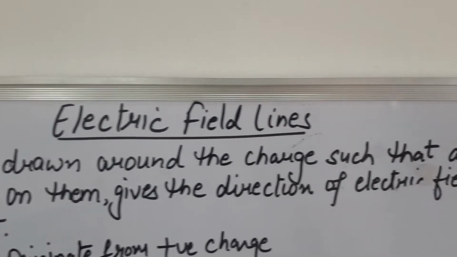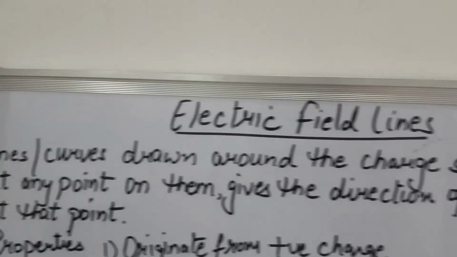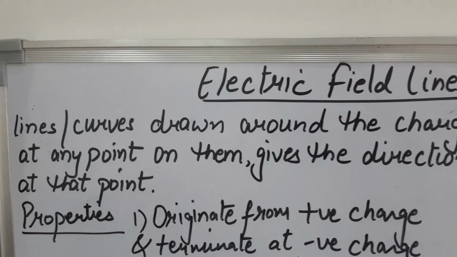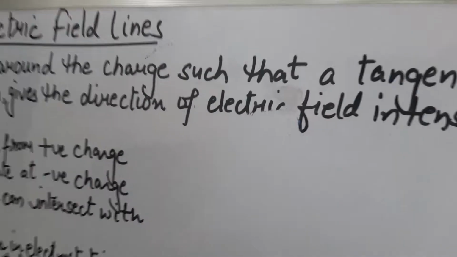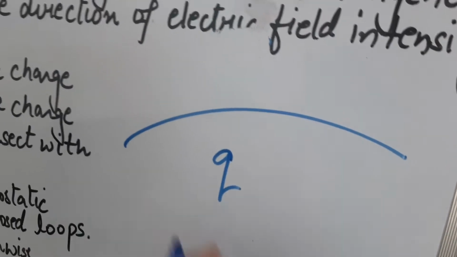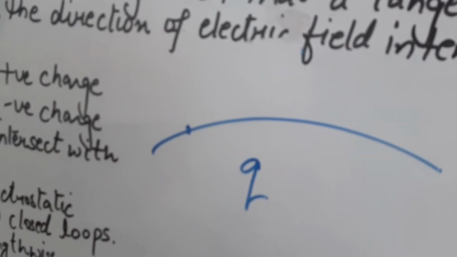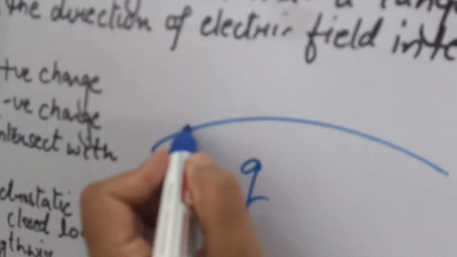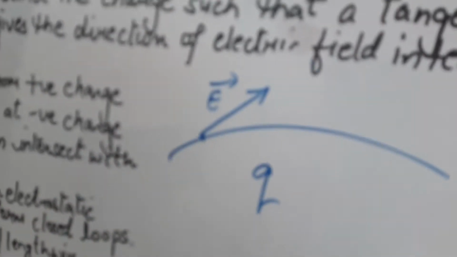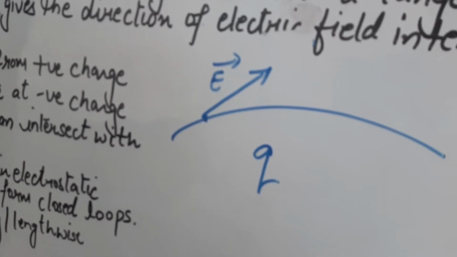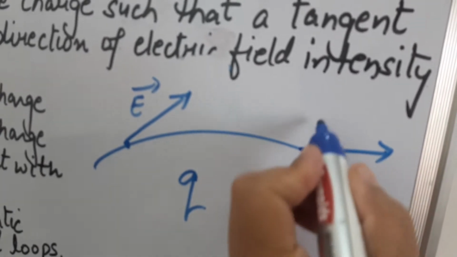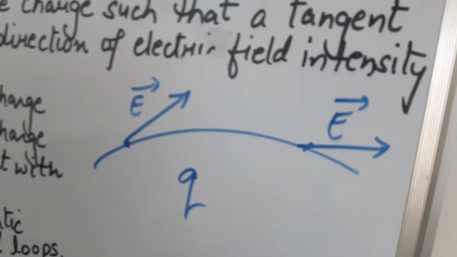If I have to go through the definition, these are the lines or curves drawn around the charge such that the tangent at any point on them gives the direction of electric field intensity at that point. Suppose I have a charge Q and there is an electric field line around it. At any point, if I need to find the electric field intensity, I will draw a tangent at that point and get the direction of electric field intensity due to this charge. If the point of observation is somewhere over here, I will draw the tangent here and get the direction of the electric field intensity.